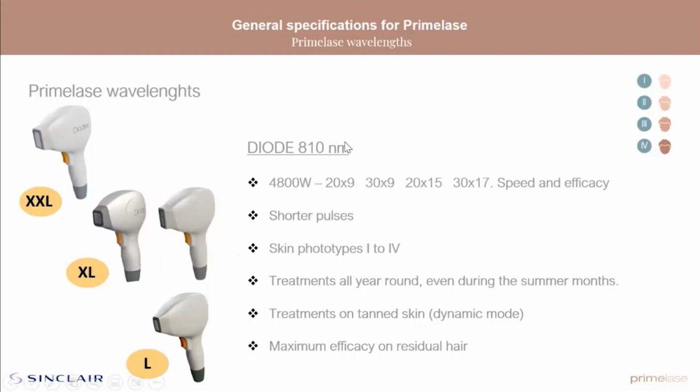The second one is diode. It's a little bit longer. It has a little bit less absorption by melanin. So that's why we can work with phototypes a little bit darker, from 1 to 4 in this case. And diode, because it's the most versatile wavelength, contains a lot of spot sizes. So it has the 20 by 9, the smallest, 30 by 9, 20 by 15, more square, and the biggest one, which is 30 by 17.